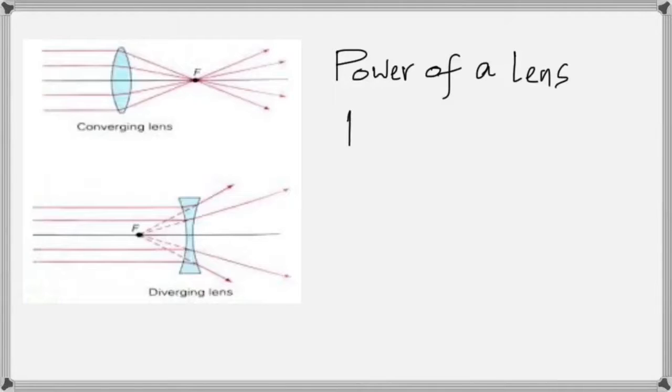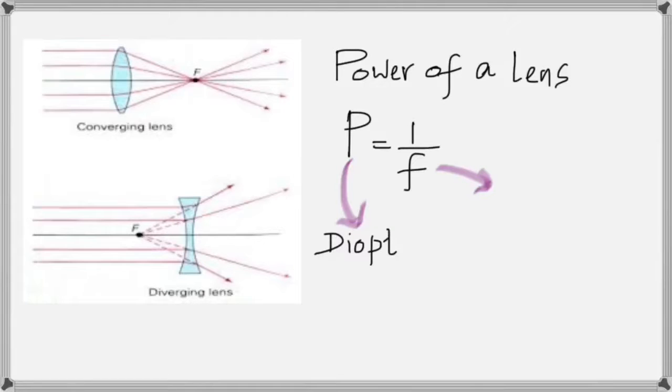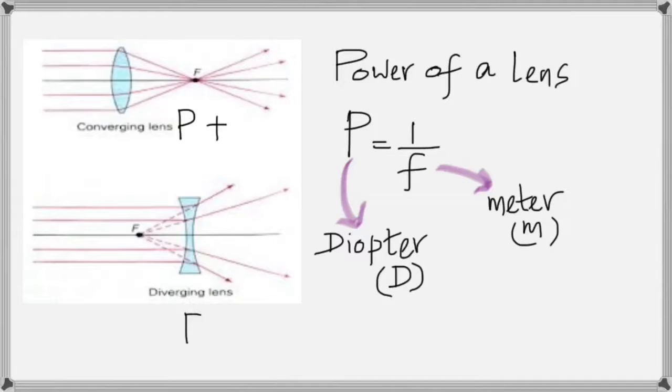The power of a lens is the reciprocal of its focal length, but be extra careful. The focal length has to be in meters. Now, this is the one thing I was talking about. The power of a lens is the reciprocal of its focal length taken in meters.